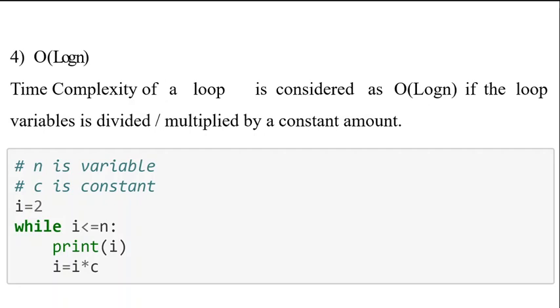So we've done a while loop. If i is less than or equal to n, we have to print i, and then we have to increment it with a multiplication by c, multiply with the constant number c.